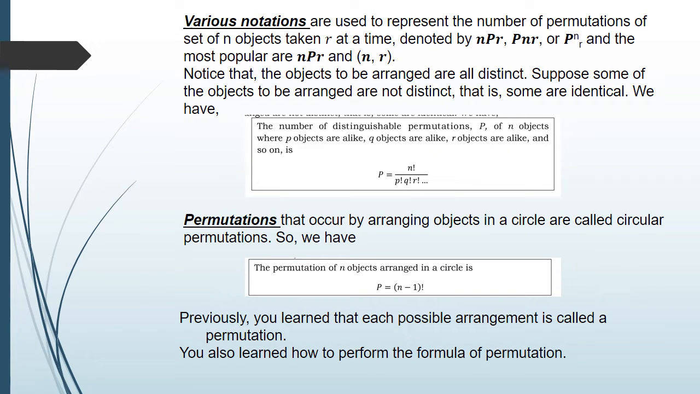Permutations that occur by arranging objects in a circle are called circular permutations. So, we have the permutation of n objects arranged in a circle is P equal to the quantity n minus 1 factorial. Previously, you learned that each possible arrangement is called a permutation. You also learned how to perform the formula of permutation.